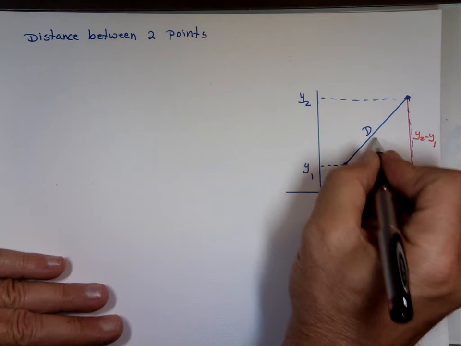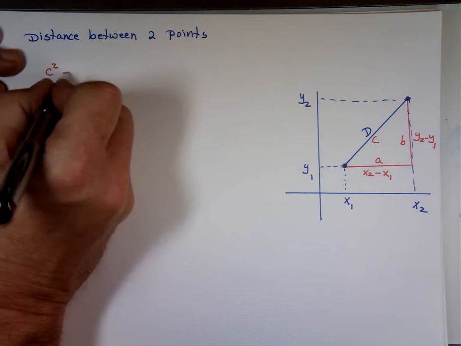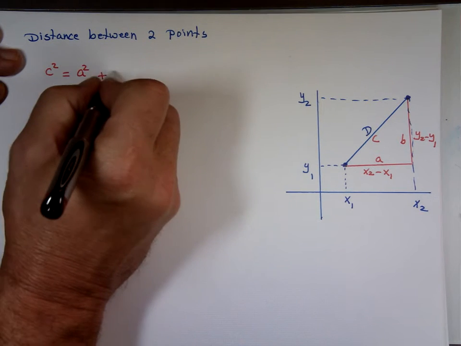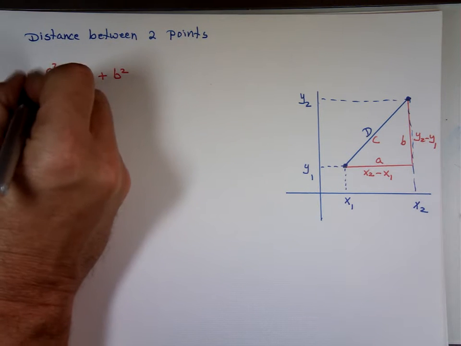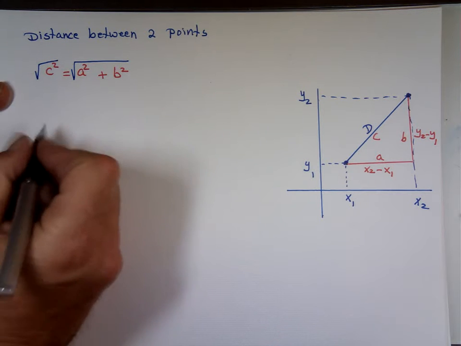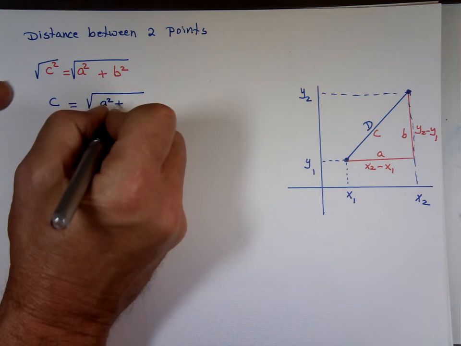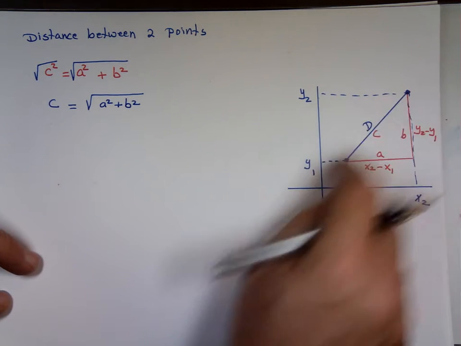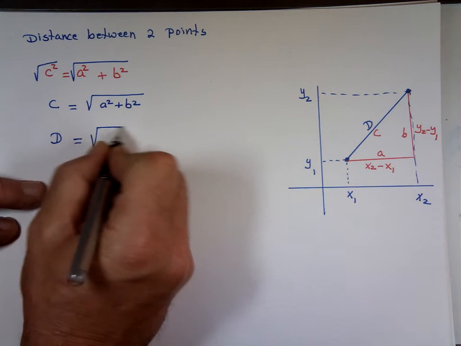Now, Pythagorean theorem says if I call this side C, this is A, this is B, C squared equals what? A squared plus B squared. That's Pythagorean's theorem. And if you want to find C, don't you take the square root of both sides? So C is the square root of A squared plus B squared. I'm not really calling it C, I'm calling it D, the distance.